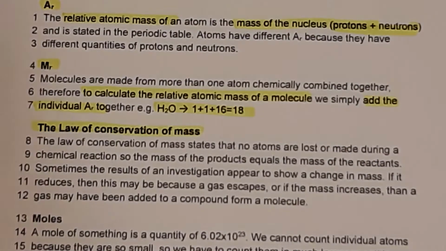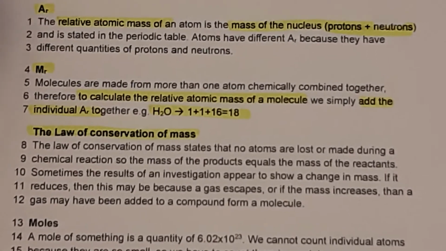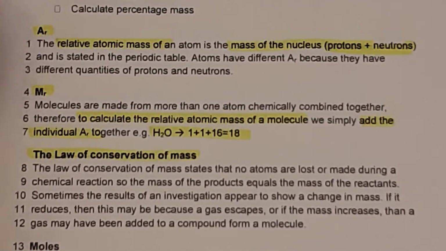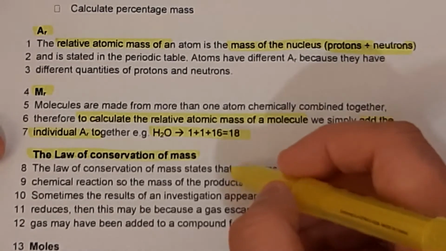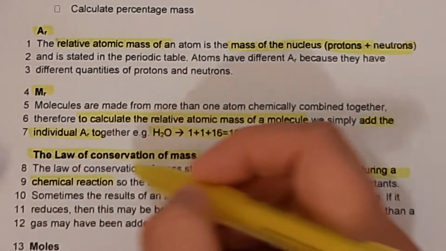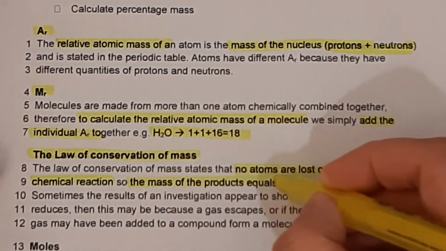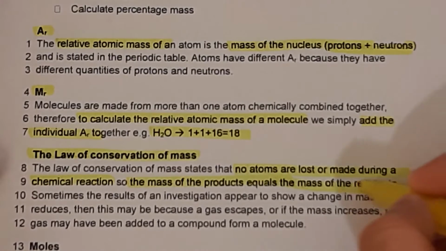Okay, so there's quite a lot to this sentence, well, these sentences, but this is really key content, so I do want you to write this down as well. The law of conservation of mass states that no atoms are lost or made during a chemical reaction. So no atoms are lost or made during a chemical reaction. So the mass of the products equals the mass of the reactants.